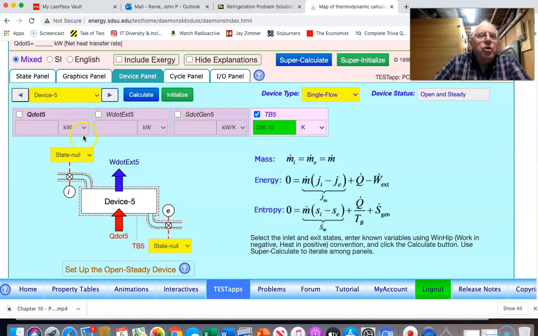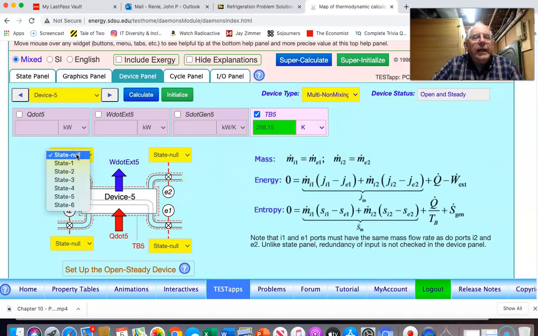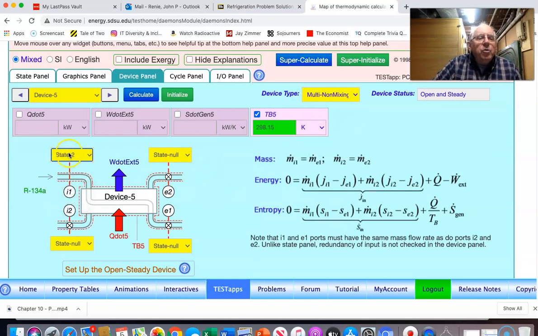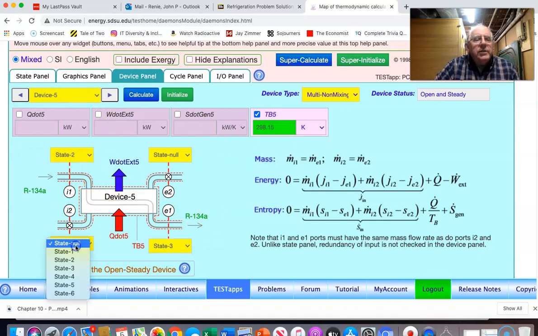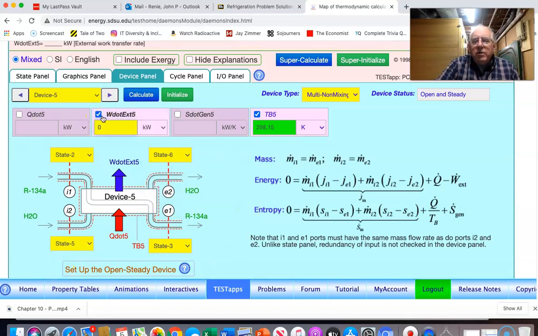And so I'm going to turn this fifth device into a multi-non-mixing device where I'm going to bring in the refrigerant from the compressor through to the output of the condenser. And the other fluid that I'm going to put through is the water, which is state 5 to state 6. Now for this device, we're going to say that there's no work and there's no heat transfer.